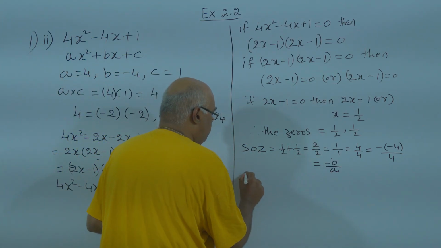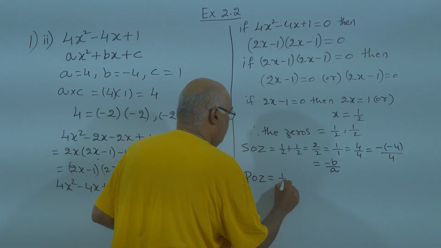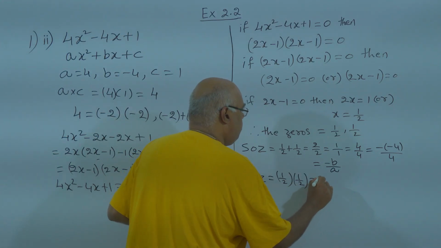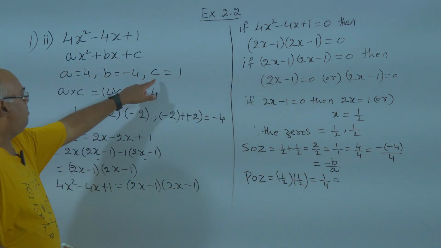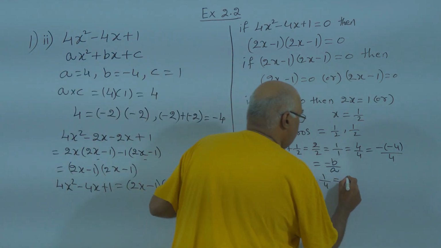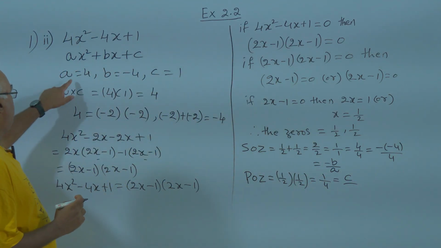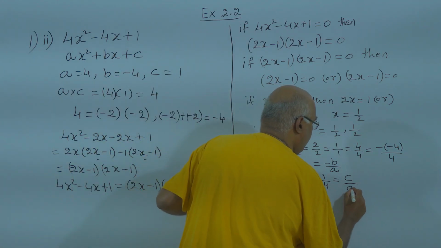Now the product of zeros. Product of zeros is equal to 1 by 2 into 1 by 2. So this is equal to 1 by 4. What is 1? 1 is nothing but the value of c. So this is equal to c by, in the denominator we have 4. What is 4? 4 is nothing but the value of a. So in place of 4 I will write a.